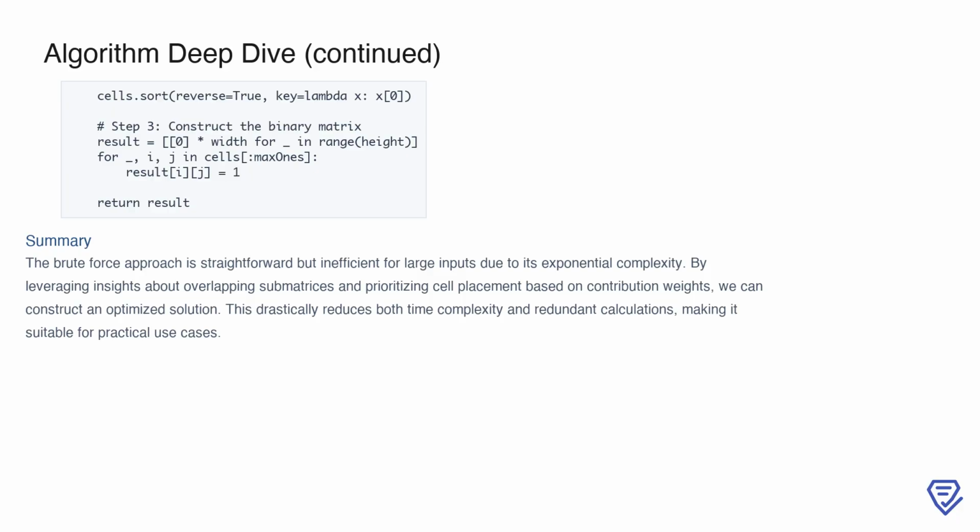By focusing on the most critical cells, we ensure that the constraints are satisfied without redundant computations. In summary, this method transitions from the brute force approach to a weight-based strategy, leveraging insights about overlapping submatrices to drastically reduce time complexity. This makes the solution not only computationally efficient but also practical for real-world problem sizes.